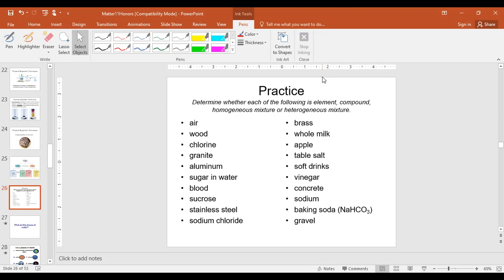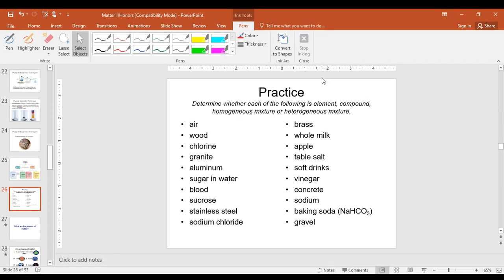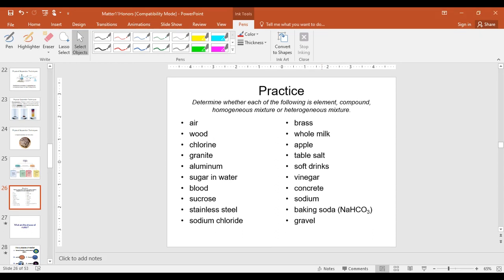If they're a mixture, you need to see if it's homogeneous or heterogeneous. So let me just bring this up, and I'll show you for the first one. If we look at air, air is not on the periodic table. Also, we know from our experience, probably in earth science, that it's not a pure substance, that there's different gases in air. So it's a mixture. So we're going to write down mixture.